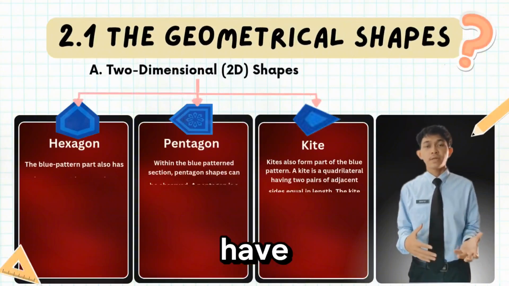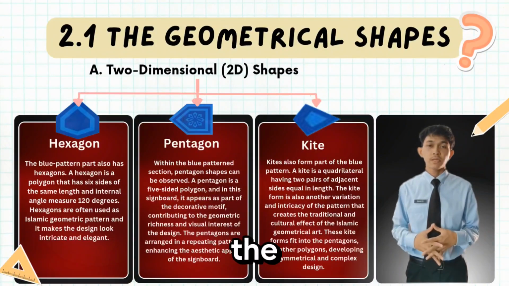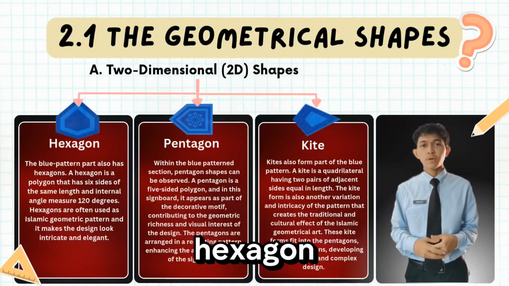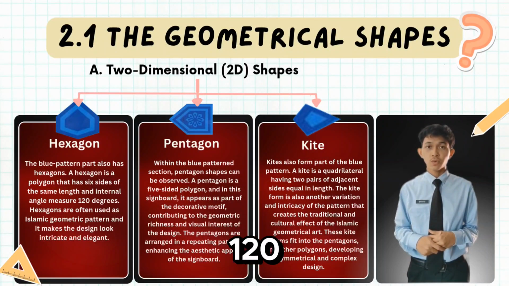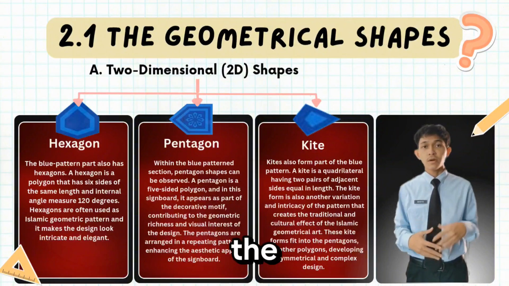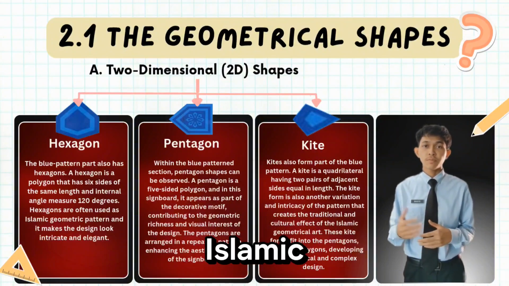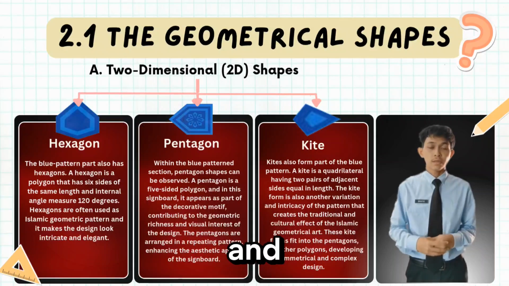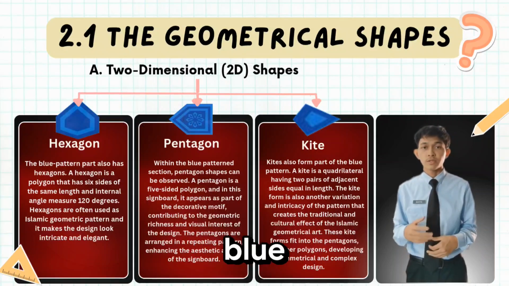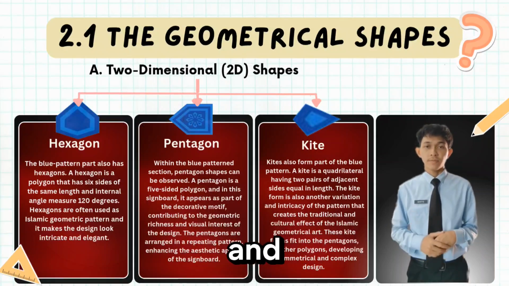Next, we also have the hexagon, which can be seen in the blue pattern here. The hexagon is a polygon that has 6 sides and each internal angle measures 120 degrees. Hexagons are often used in Islamic geometric patterns and make the design look intricate and elegant. Within the blue pattern, you can also spot pentagons and kite shapes.